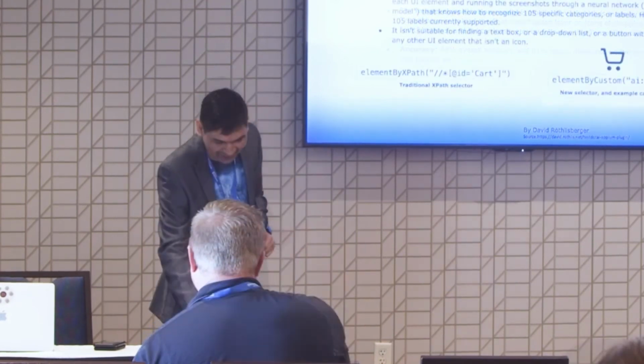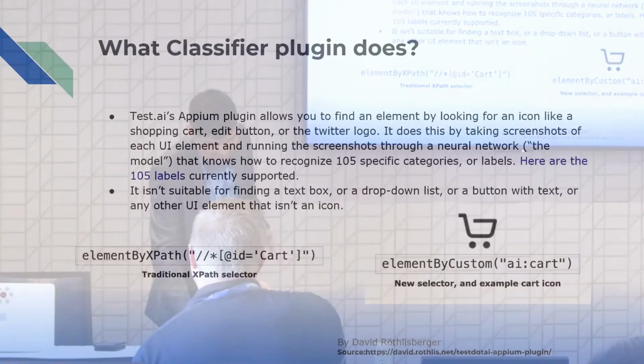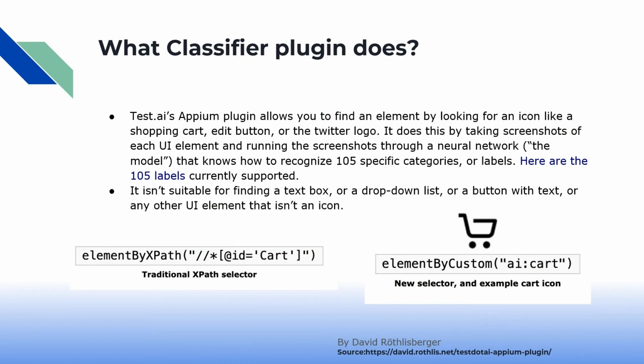So what the classifier plugin does, as we discussed, this is a traditional way of writing a locator, which I see is actually a problem, from my perspective. Instead of that, you can simply say find element by custom and mention the plugin name, which is AI in test.io classifier, and then mention which label you want to perform the action with.